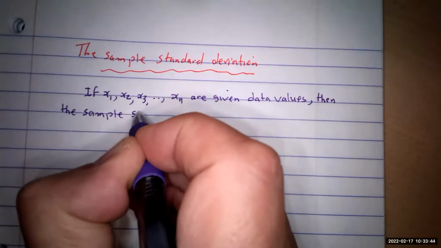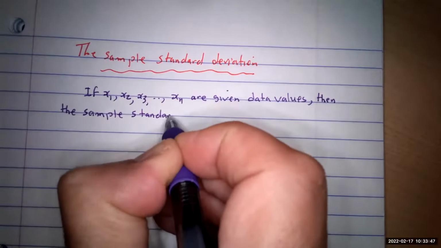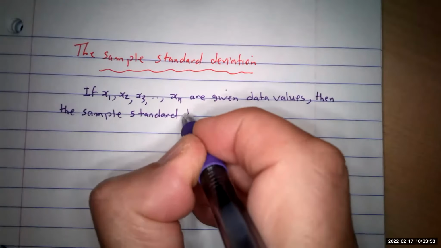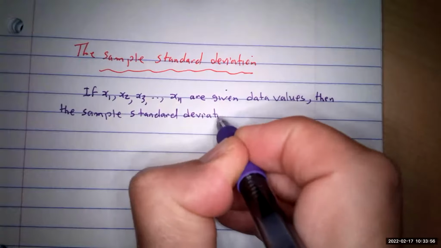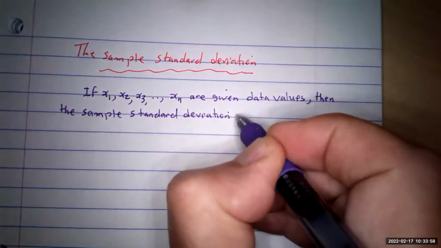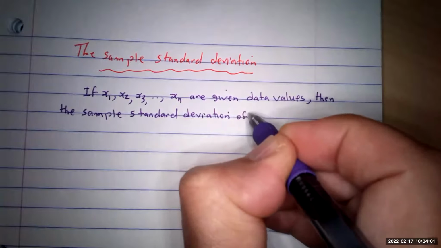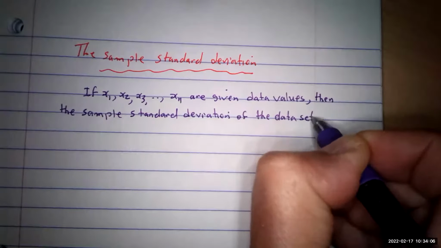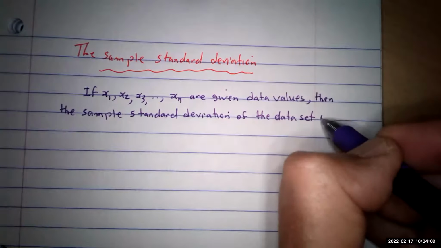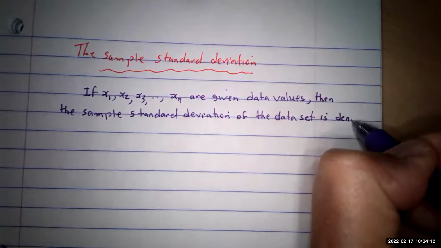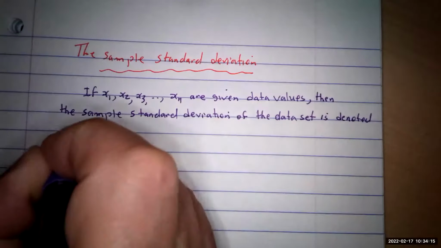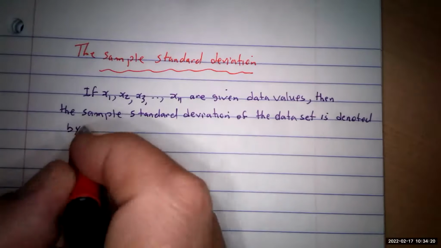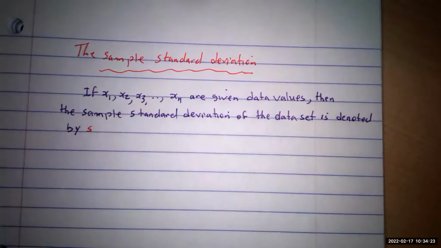Sample standard deviation of the given data set is denoted by the lowercase s. Anytime you see this small s in a statistic, this means a standard deviation.